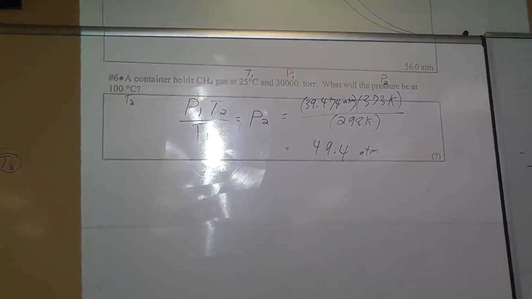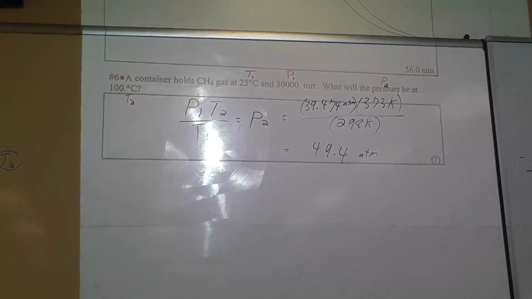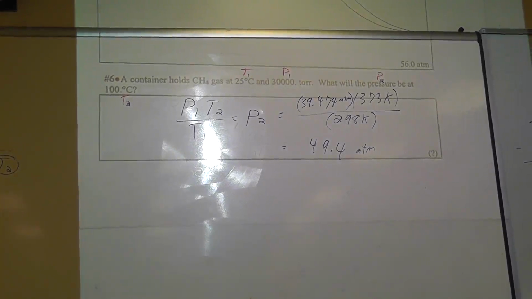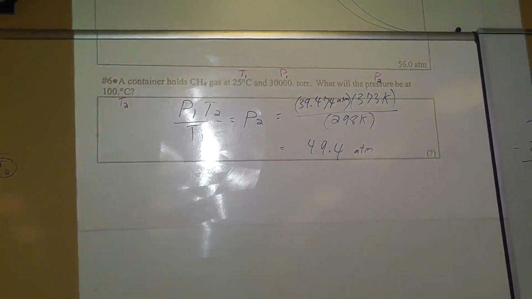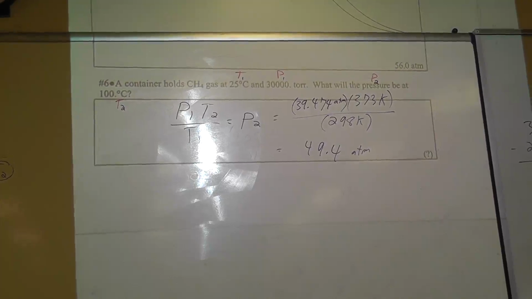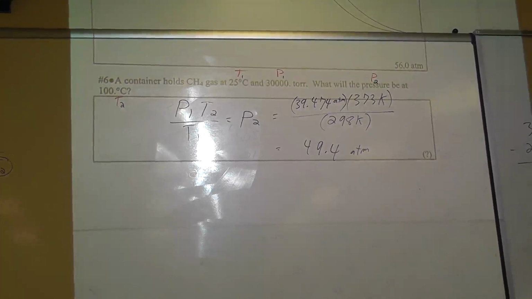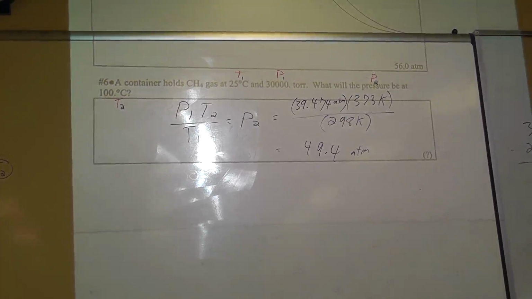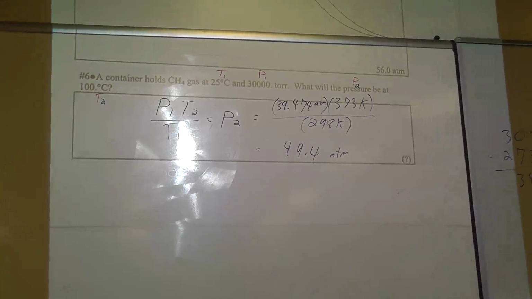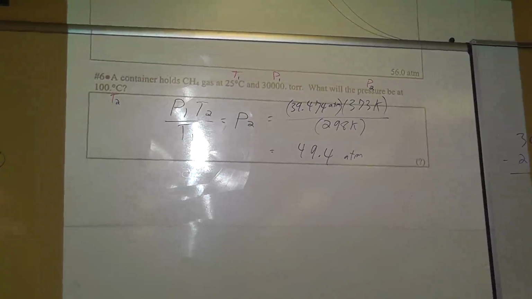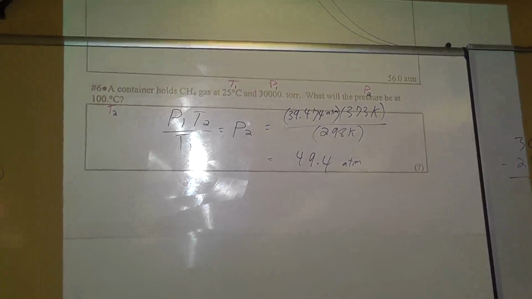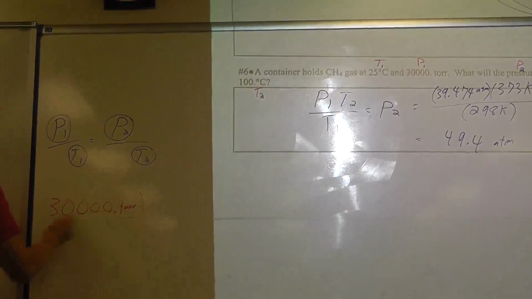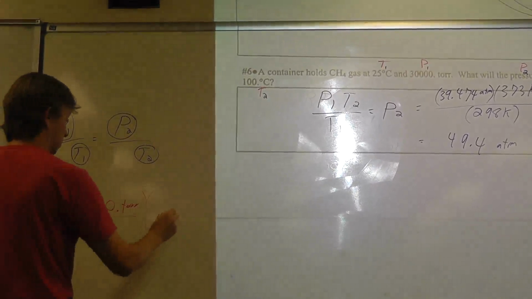Question about that? Is there a question? How do you get the atmospheres? Is that just conversion? Yeah, that's the 30,000 divided by 760. So 760 is the base for atmosphere? Yes, 760 torr is 1 atmosphere.